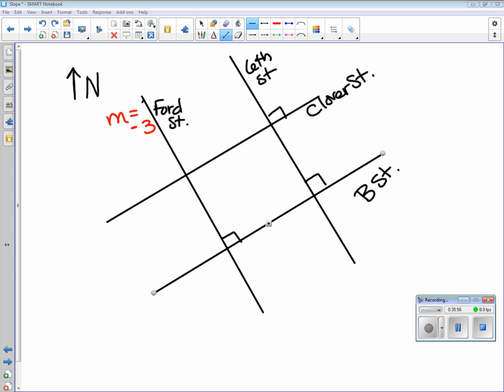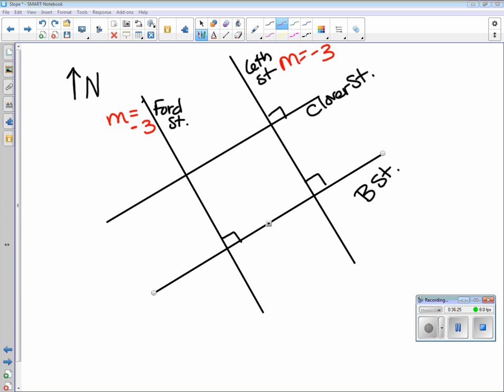If I look at that, which lines appear to be parallel? What's parallel to Ford? Okay, and then what are the other two? Clover and B, and those would be parallel as well. Okay, so knowing that our slope is -3 for Ford Street, and knowing what we know about parallel lines now, what's the slope of 6th Street? -3. They have to have exactly the same slope, right?